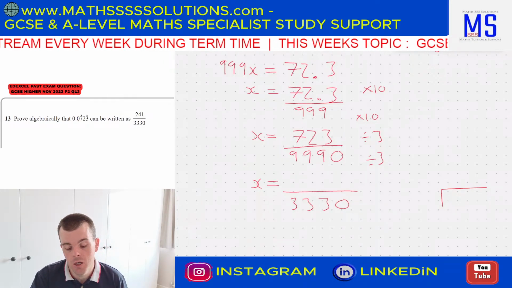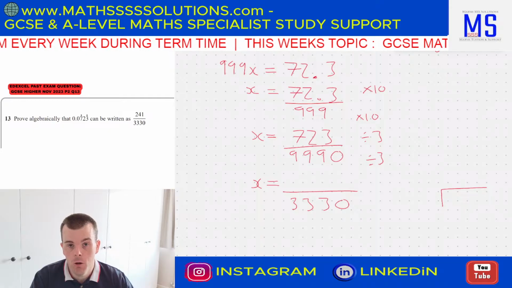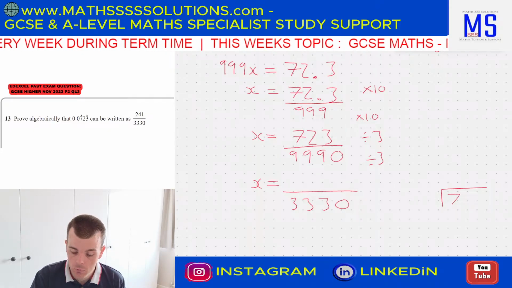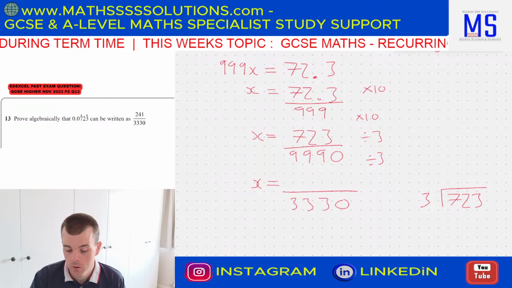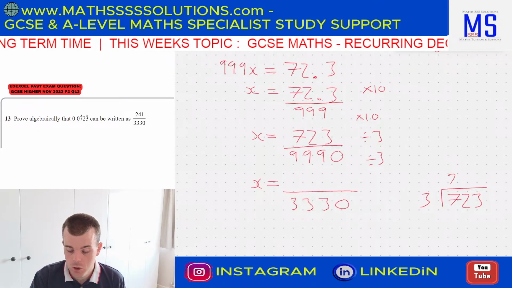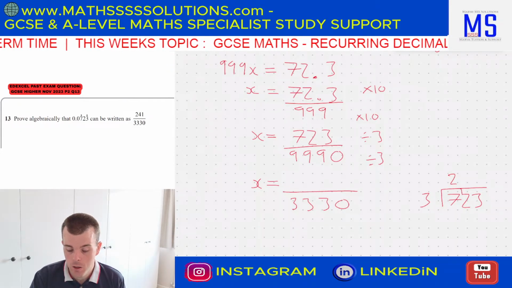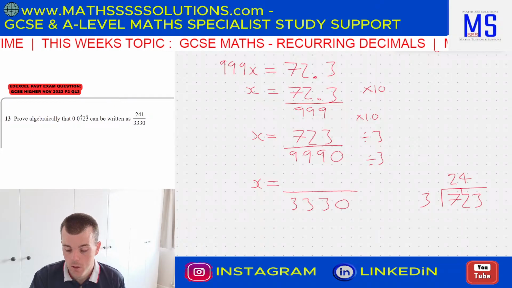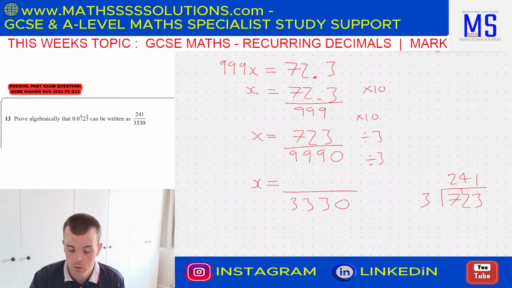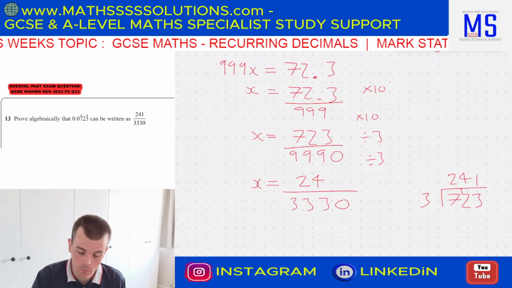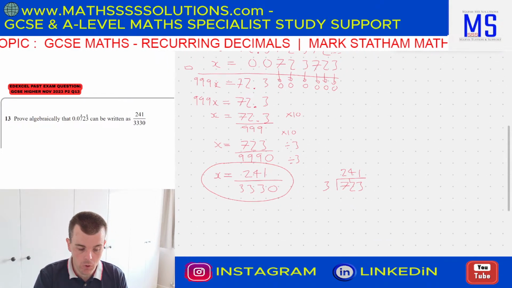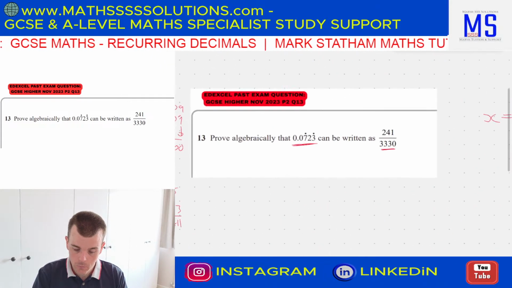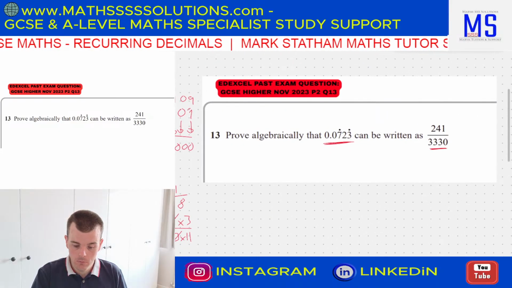And then you just have to do a bit of bus stop. Remember, it's a prove that, so you have to go into a bit more detail when you're showing something. So 723 divided by 3, use a bit of bus stop method. 3 into 7 goes 2, remainder 1. 3 into 12 goes 4. And then 3 into 3 goes 1. So yeah, 241 over 3,330. So that's the exam question for that particular question.